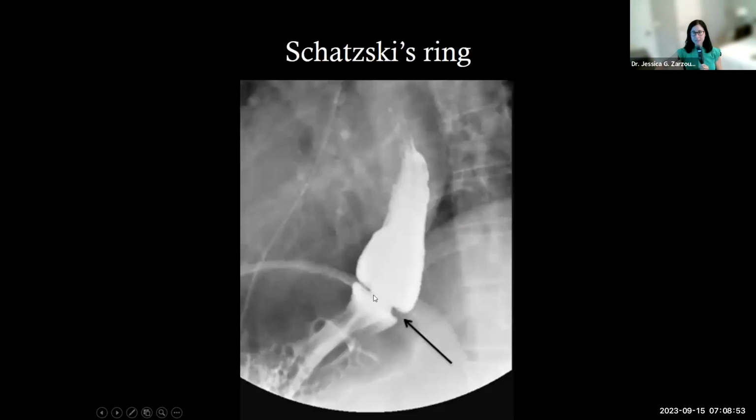So in this case, at the gastroesophageal junction, we see this B ring. The B ring, again, is a thin mucosal band. And if it becomes tight, it can obstruct passage of a barium tablet. And if it becomes tight enough to result in a patient's dysphagia, then it's known as a Schatzki's ring.